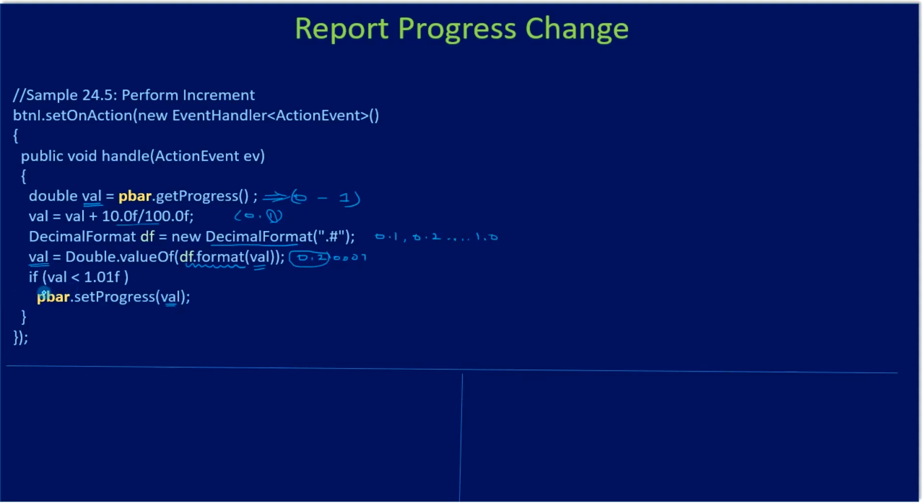Also, we are making sure the value should be less than 1.01. That means we are allowing the increment to a maximum of 1.0. From 0, we are allowing it up to 1.0. 0 stands for 0%, 1.0 means 100%. And here we are doing the increment, right? So the key method here is setProgress. You can set a double value indicating the percentage completion.